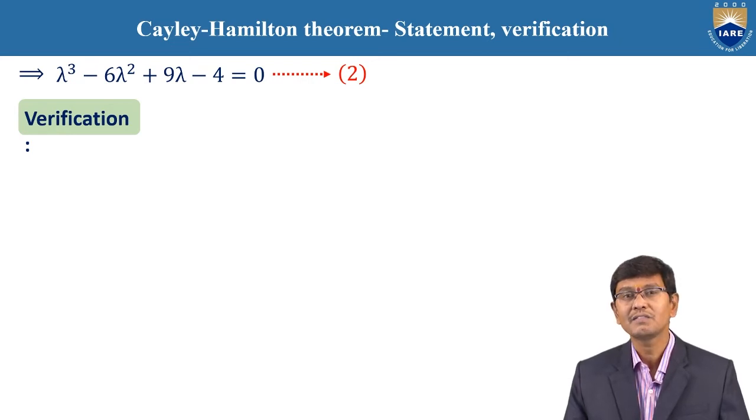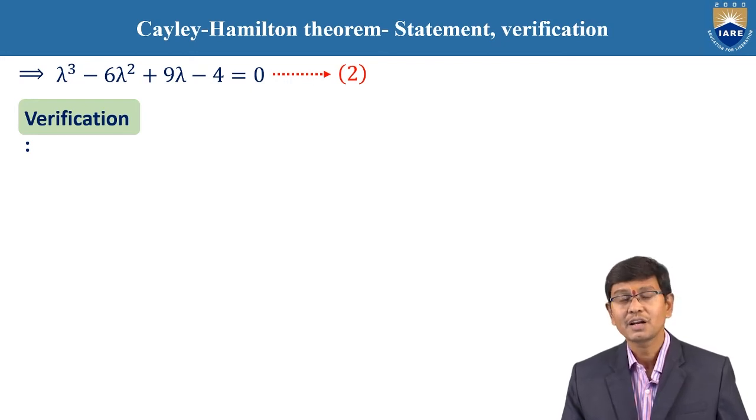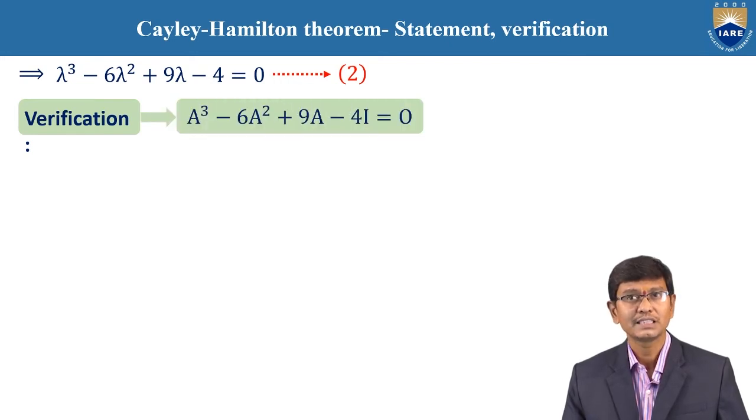According to the verification of the Cayley-Hamilton theorem, when we replace lambda with A in this equation, the final equation we want to verify is A cube minus 6A square plus 9A minus 4I is equal to 0. We want to verify whether it is satisfied or not.